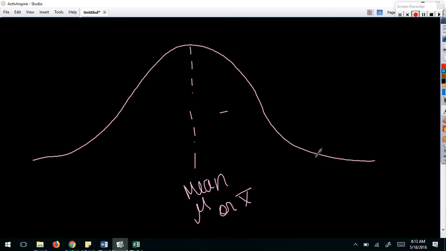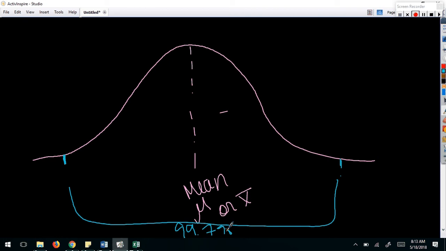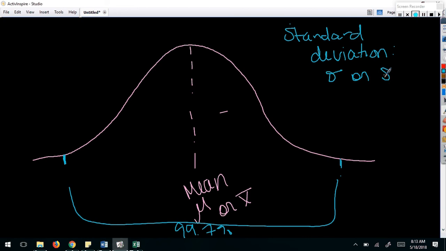Because in a normal distribution, 99.7% of every bit of data falls within 3 standard deviations from the mean. So standard deviation, which we're going to use sigma or S. Sigma generally is that population standard deviation, whereas S is that sample standard deviation. That means if I take the mean and I add 3 standard deviations to it.